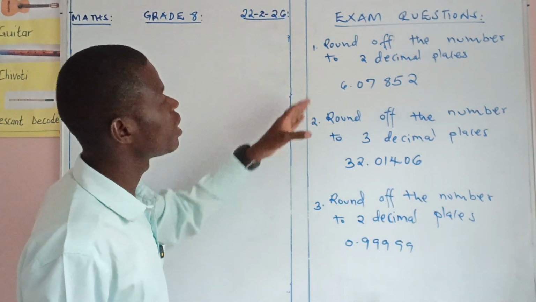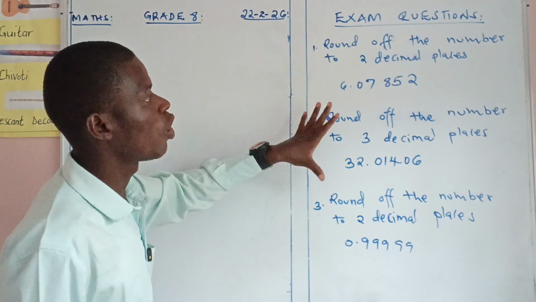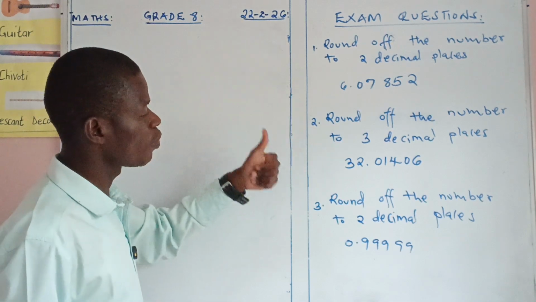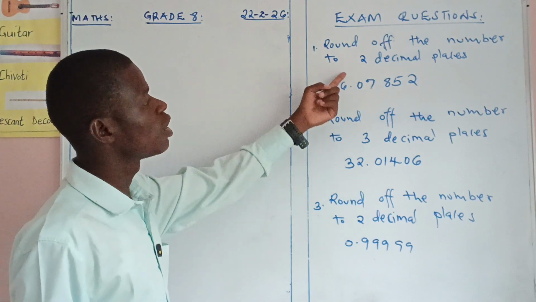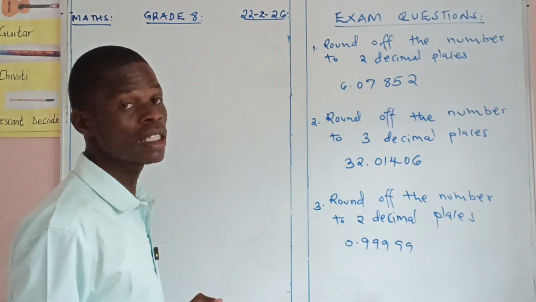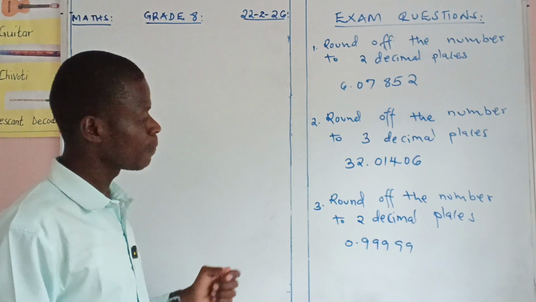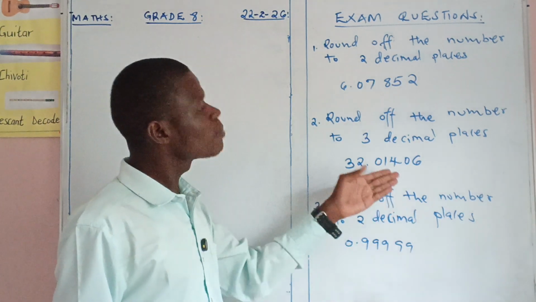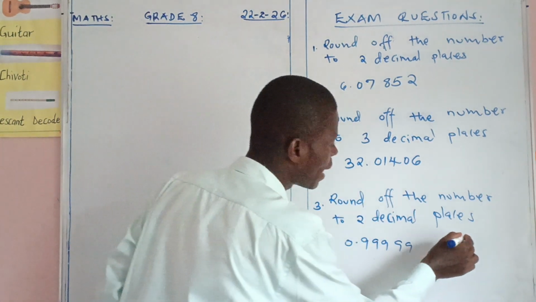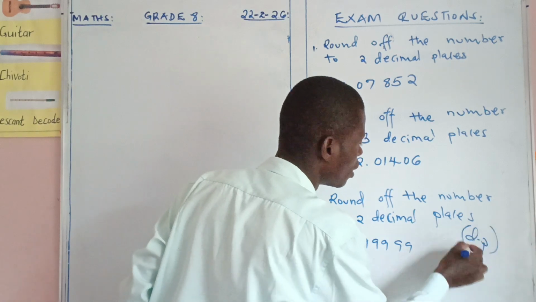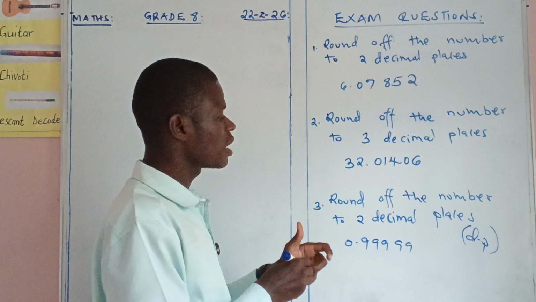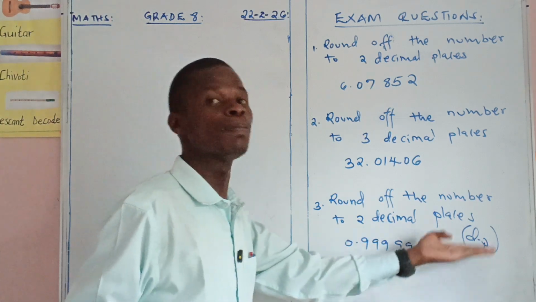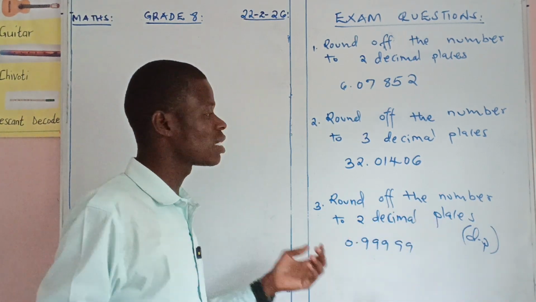1, 2, 3. These are various ways of asking how to round off. So here you are being told to round off to 2 decimal places, to 3 decimal places, to 2 decimal places. One thing you need to understand is that decimal places can be abbreviated as DP. So instead of writing decimal places, you can write DP. That's one thing you need to understand.